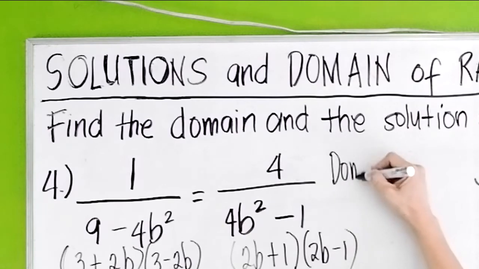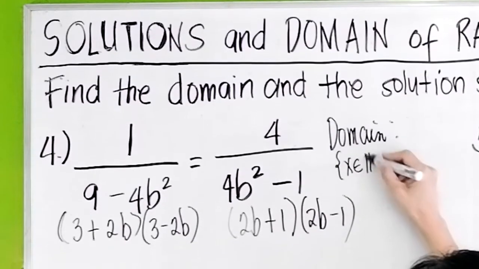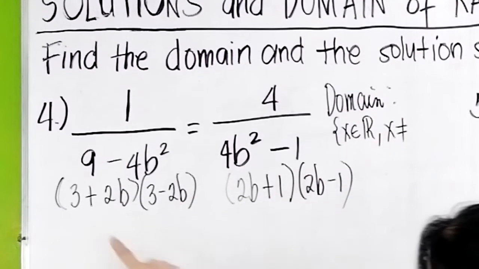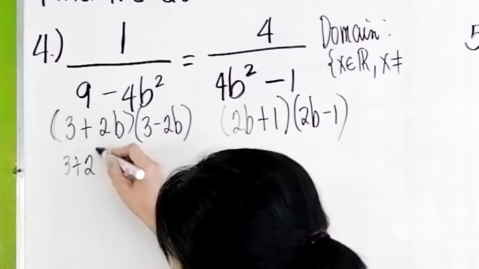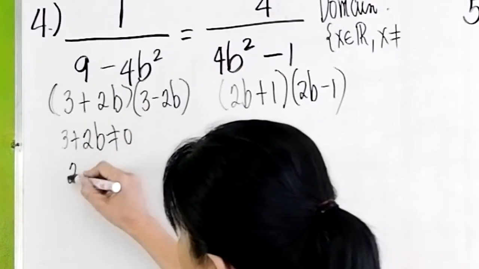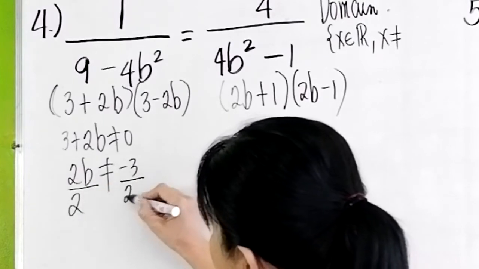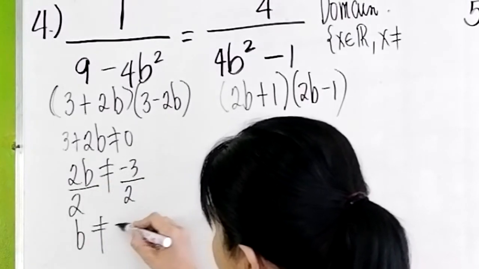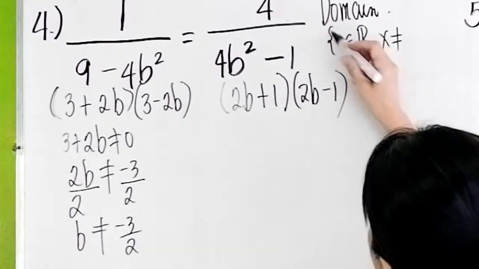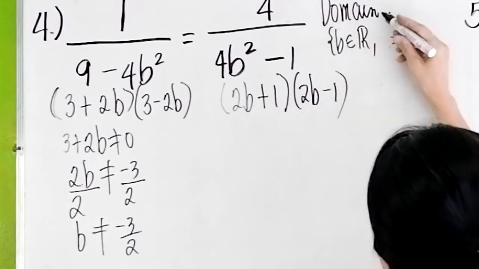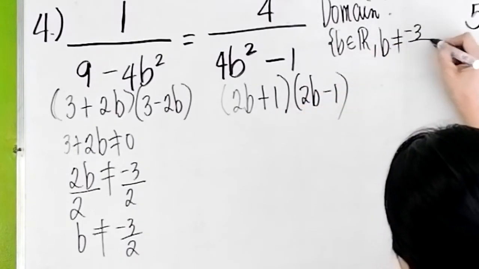Okay, what is the domain now? For the domain, we have x is an element of R. x cannot be... 3 plus 2b cannot be 0, isn't it? So 2b cannot be negative 3. Divide both sides by 2. b cannot be negative 3 halves. So this should not be x, this is b. You follow your variable. So b cannot be negative 3 halves.